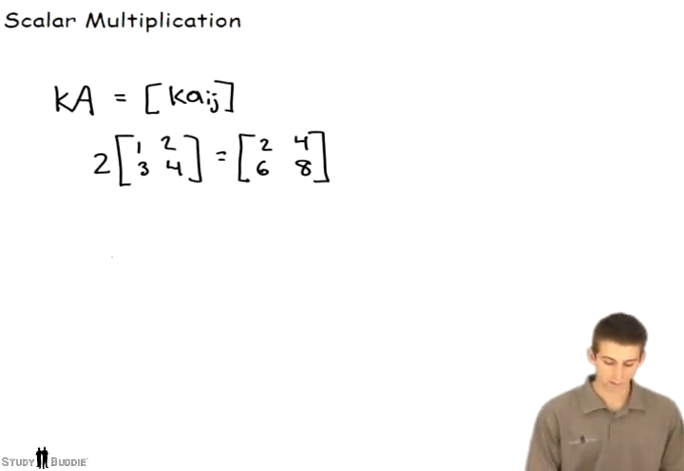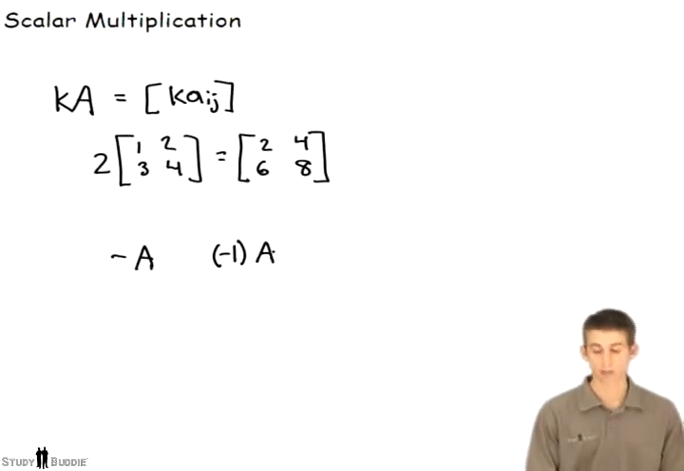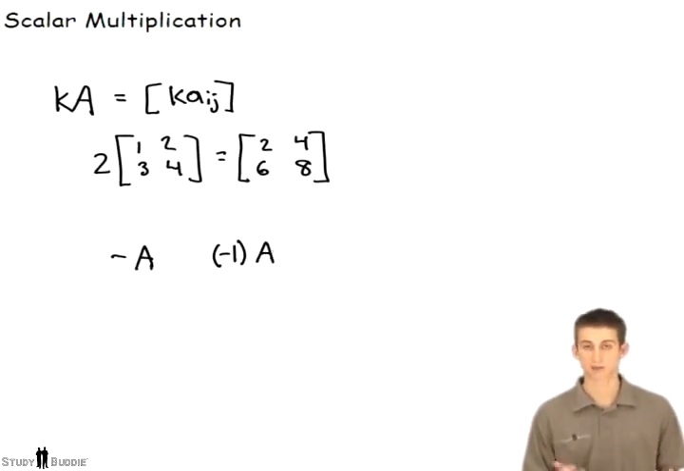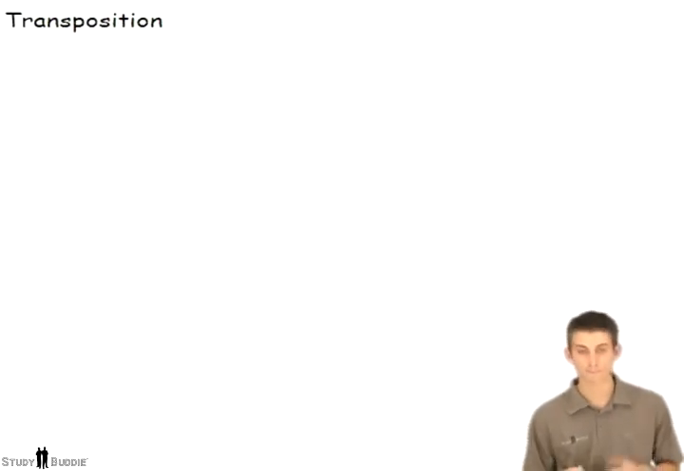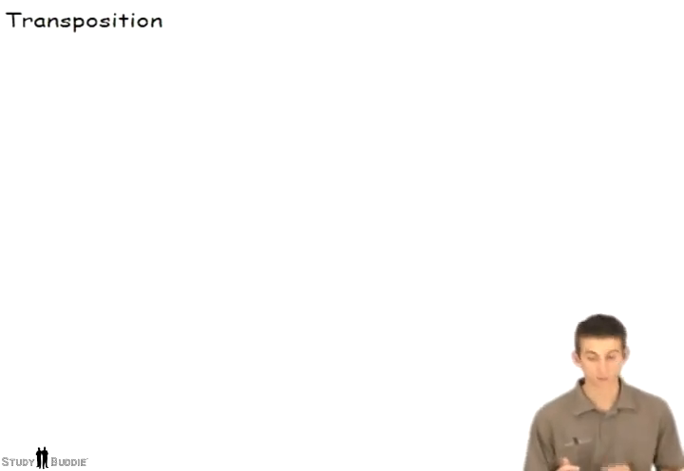Just as a quick note, if you ever have, say, negative A, or if you're subtracting A, one way of looking at it is that it's like negative 1 times our matrix A. So it's like multiplying by a scalar rather than subtracting that matrix. That's scalar multiplication. Now we're going to look at transposition.